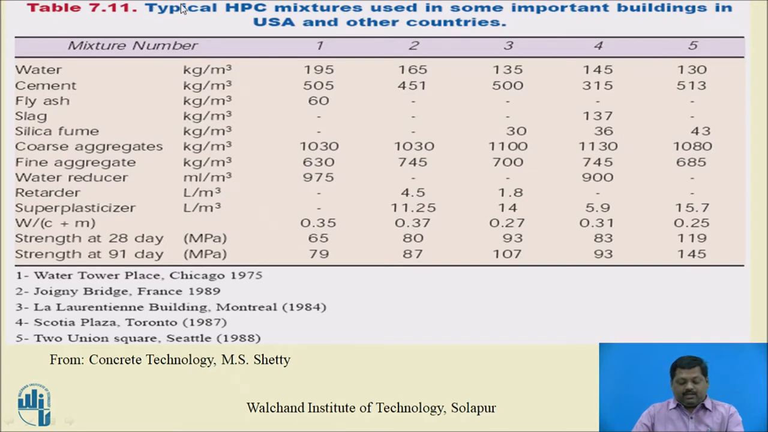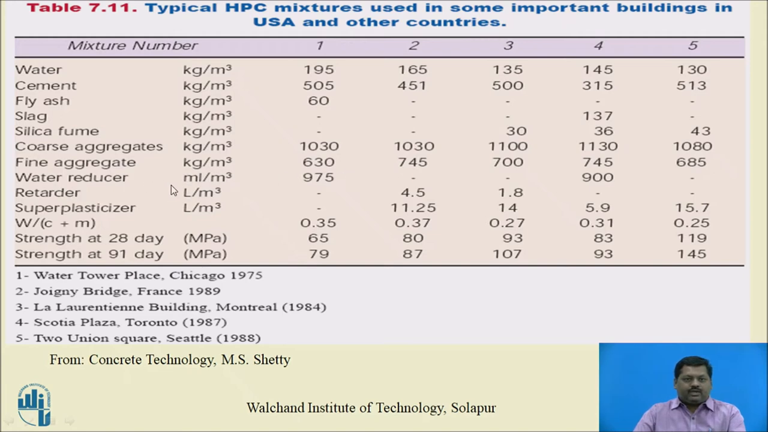Now these are some typical HPC mixtures used in some important buildings in USA and other countries. So this reference is from the M. S. Shetty book. So we will discuss only these first and second mix. Now you can see water which is used to produce 1 meter cube of concrete, water requirement is 165 kg per meter cube. Cement used 505 kg per meter cube. Fly ash 60 kg per meter cube. Coarse aggregate 1030 kg per meter cube. Fine aggregate 630 kg per meter cube.